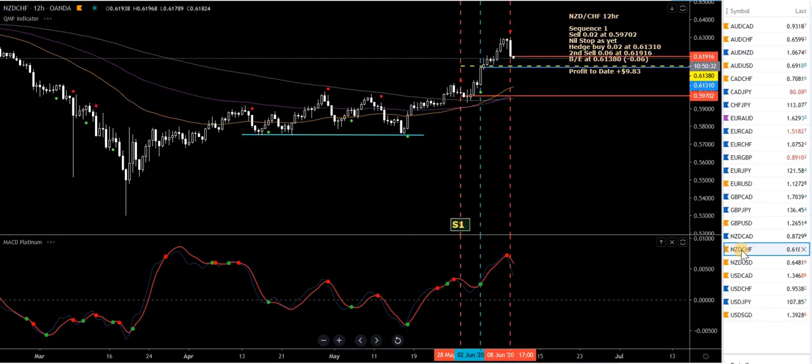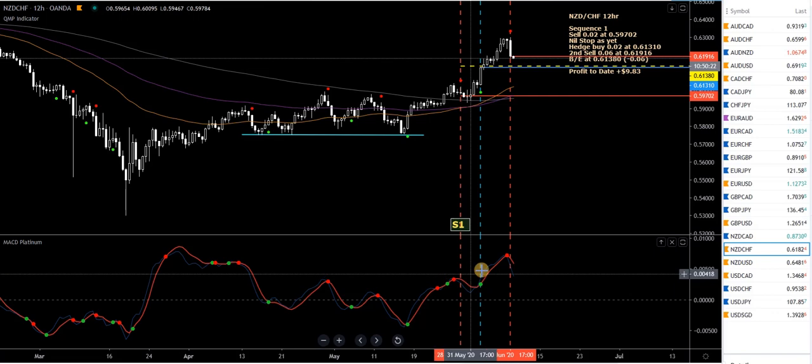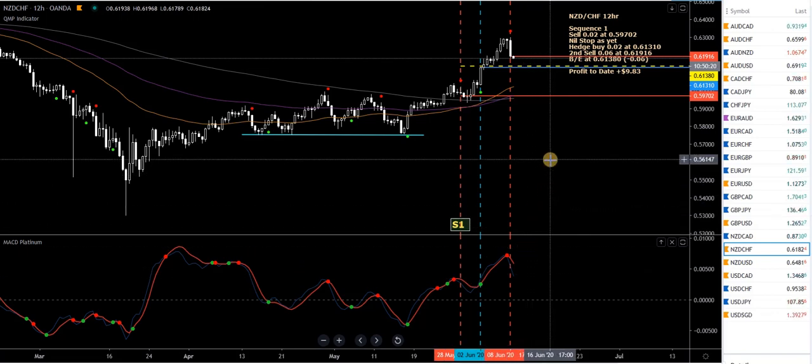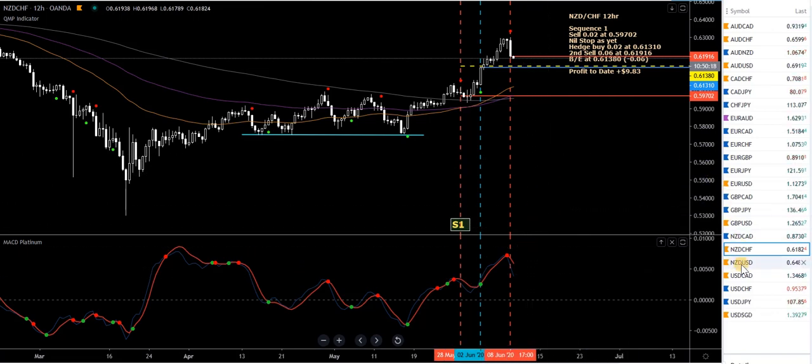New Zealand Swiss franc. Sequence 1, we're just going to sell, hedge buy, and just taking a second sell today. And here's my break-even level for that. The MACD Platinum still above the zero level, just my bread and butter hedging style setup.